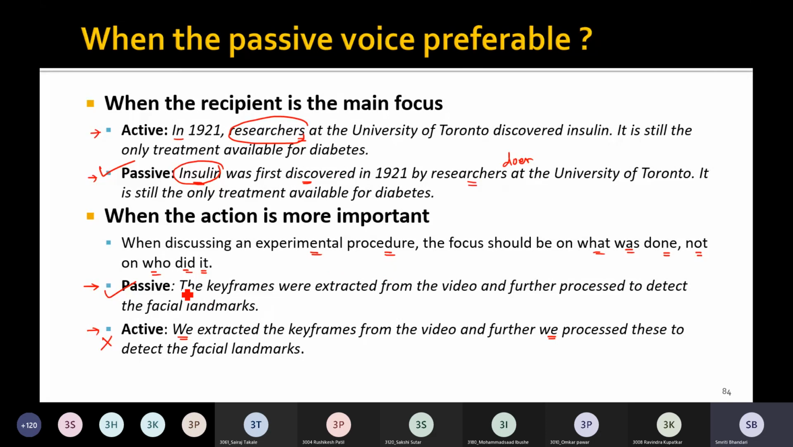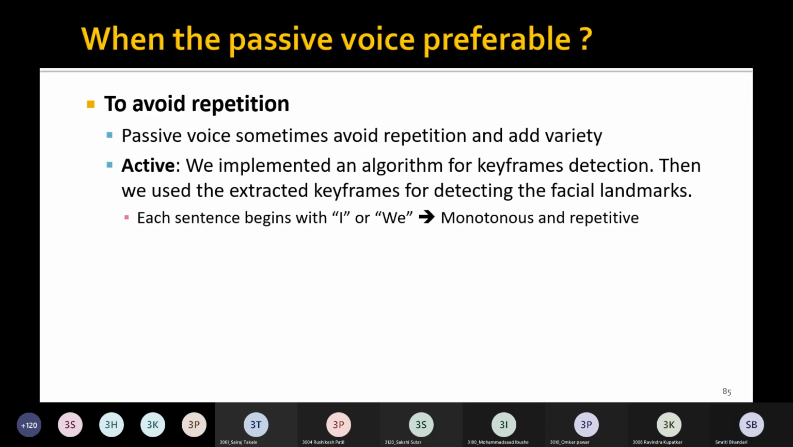Okay, so while describing this kind of experimental procedure, we should follow the passive voice. So here the process is important, not the researcher or the author who performs that process. So we should go with passive voice. Okay, now the next point that I would mention here is we should avoid repetition.